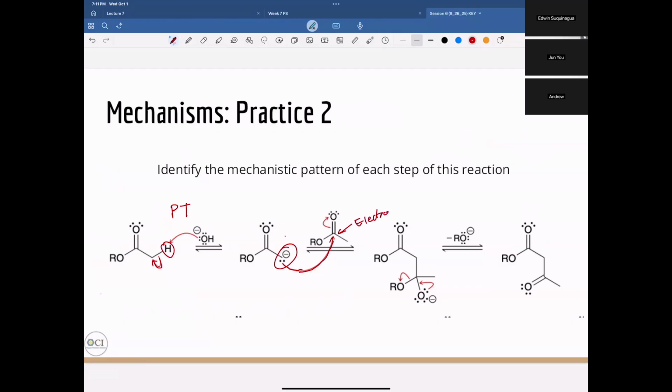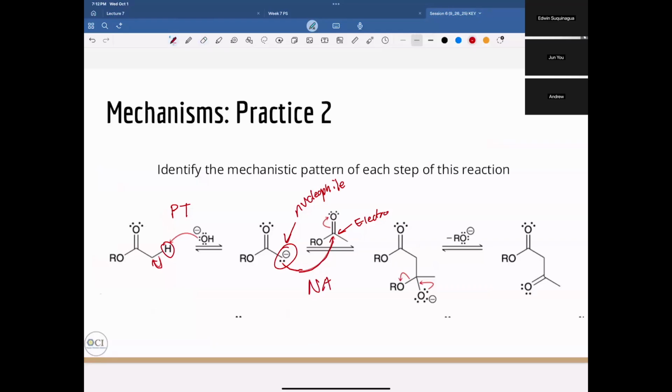And since this is a negative charge, that means it's going to be a nucleophile. So what would this be? Using a nucleophile to attack an electrophile. Nucleophilic attack, right? This would be a nucleophilic attack.